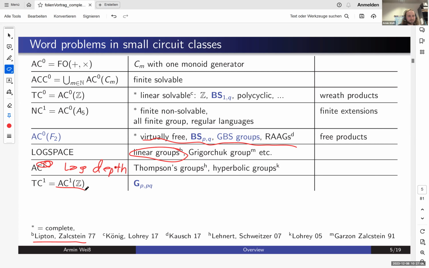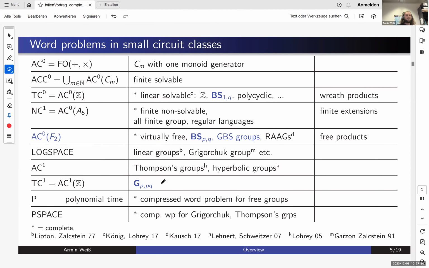So then the next step is we can do the same game as before and add oracle gates for other groups. So we can do AC1 with integer oracle gates. And then we can do the Baumslag group B(p, pq), only the case where p divides pq. We don't know about the other case. And then, well, this is all in the parallel hierarchy, so this is all up to TC1. There are still many other parallel classes, but I don't know any nice groups lying in there.